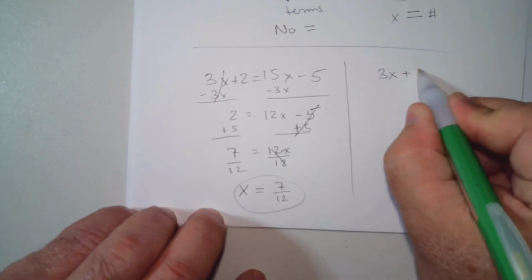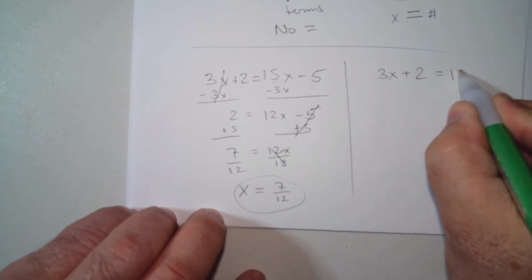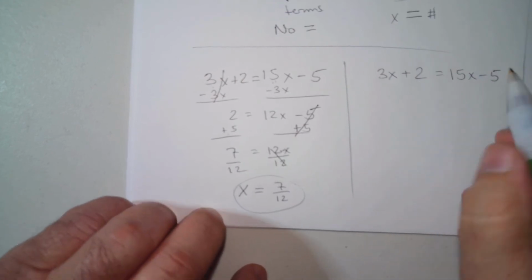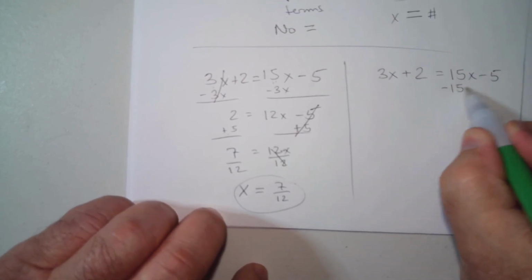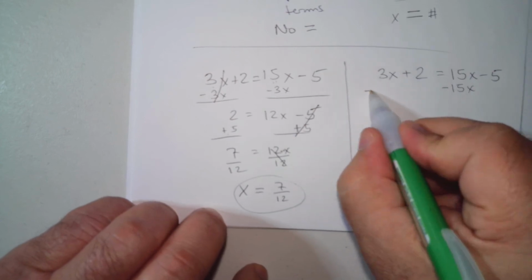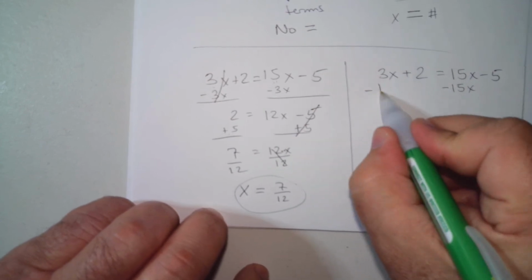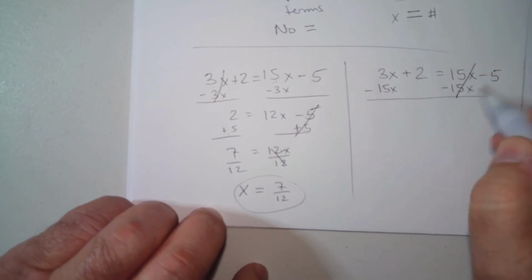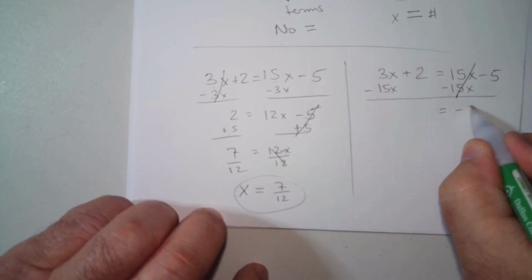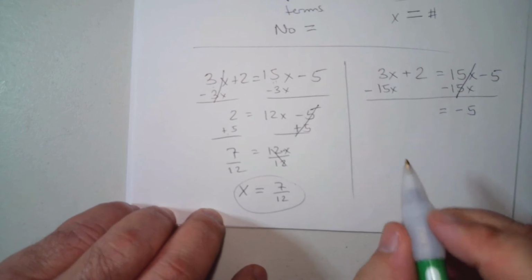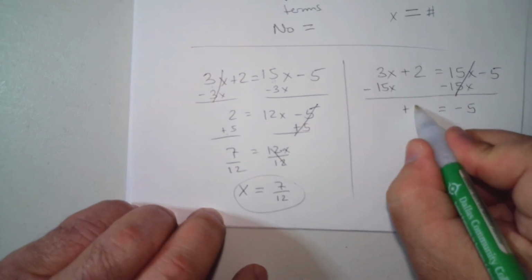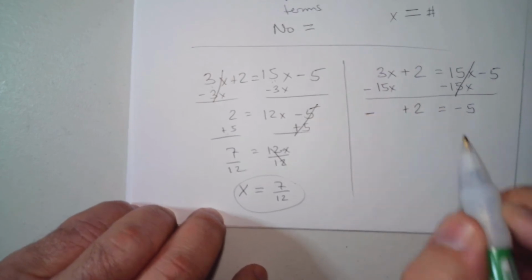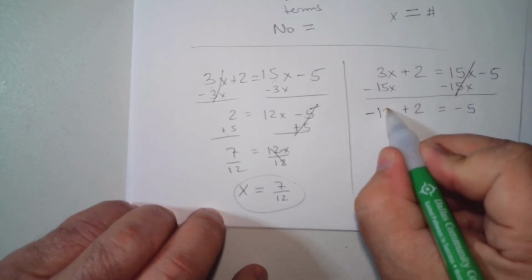Let's see what you have to do if you moved it the other way. So let's move, you want to move the 15x on this side. So it says a positive, so I have to subtract 15x from both sides. So those cancel, so we have a negative 5. There's a positive. So 3 minus 15. 15 is bigger, so it's negative. 15 minus 3 is 12x.